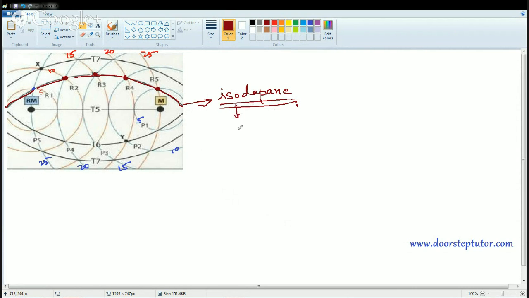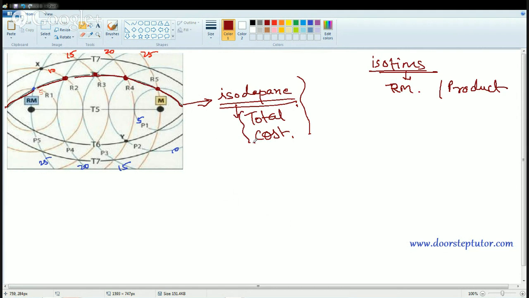Isodapanes are the lines joining the same total cost. So here I am including the concept of labor advantage. Isotims, on the other hand, involve the cost of either the raw material or the finished product, and this involves both the raw material and the finished product. Now, let's try to do a simple exercise on the concept of isodapane only.